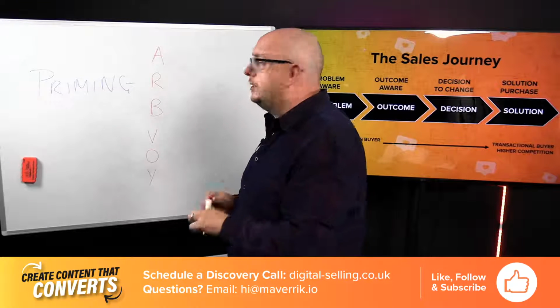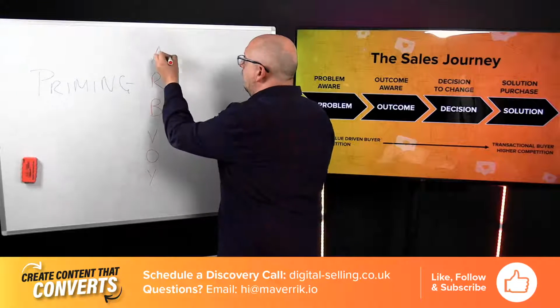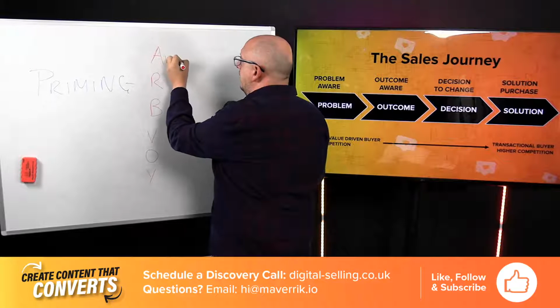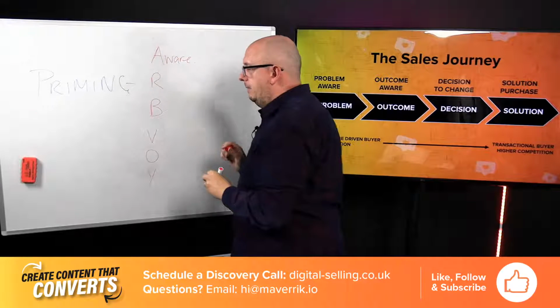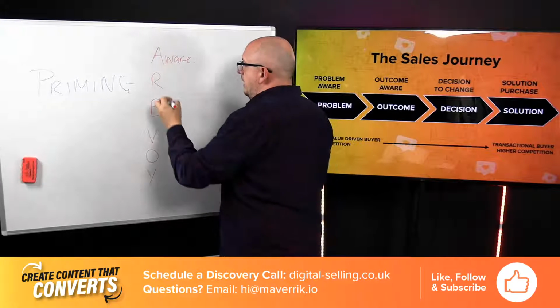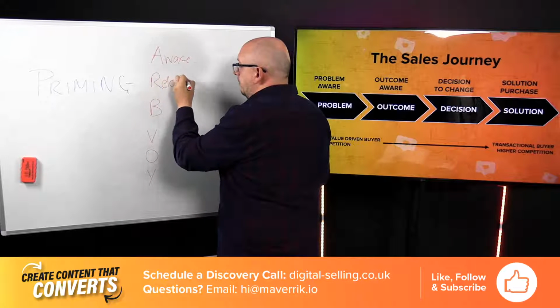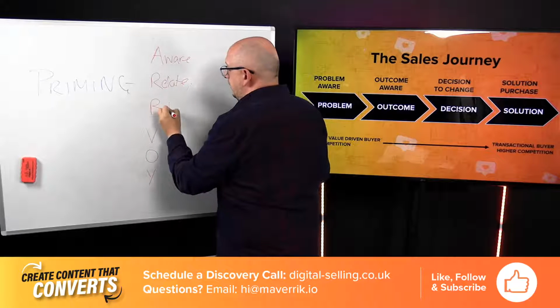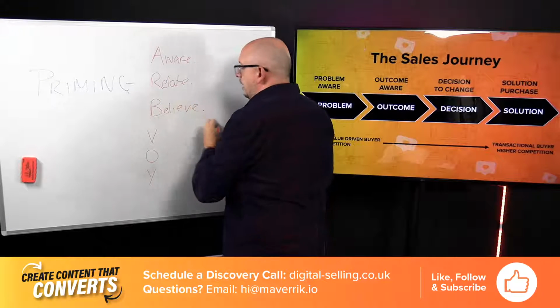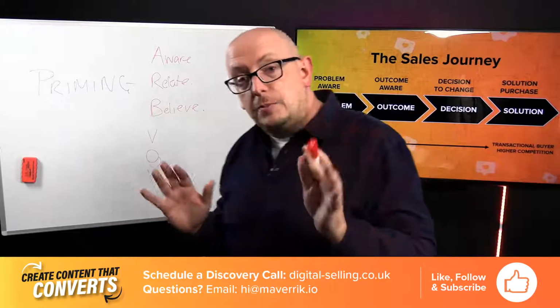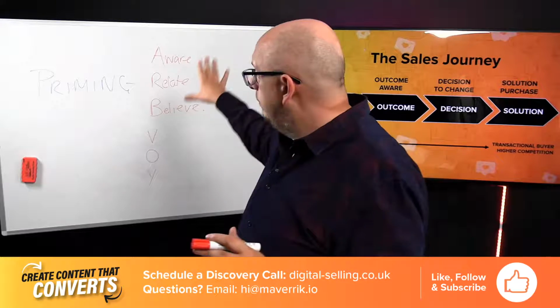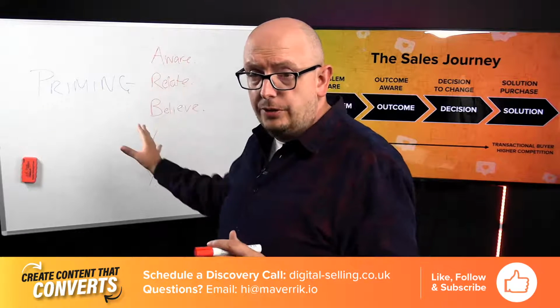There are 2 components to priming. The first one is they have to be aware, and I'll explain what they are in a minute. They have to be able to relate. And they have to believe. So you're saying, okay, aware, relate, believe, in what? And I'll explain exactly how you do this.